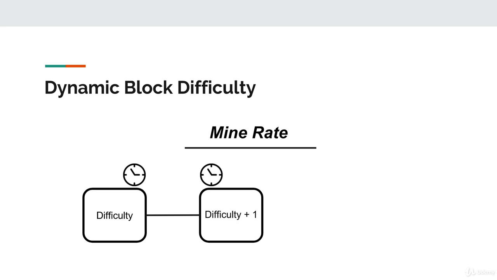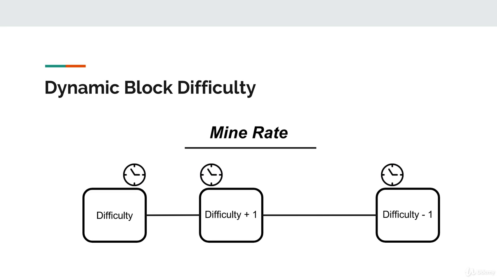If the difference between both timestamps is lower than our mine rate, then we know that the block was mined too quickly. Therefore, we'll raise the difficulty by 1. Likewise, if the difference in timestamps between our newest block and the block that came before it is bigger than our mine rate, we know that the block was mined too slowly. Therefore, we'll lower the difficulty by 1.